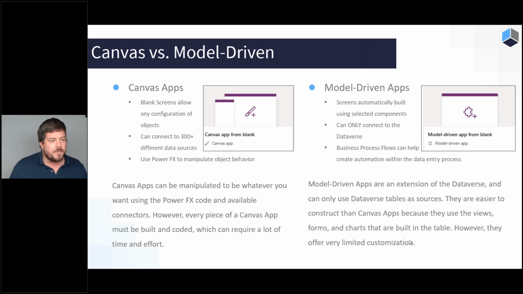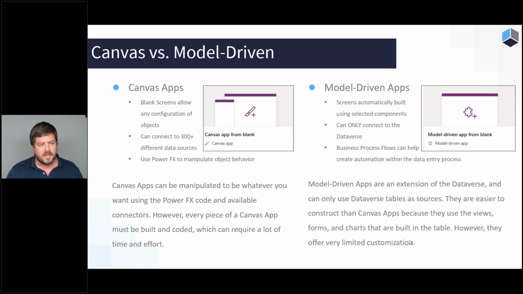A Canvas app is exactly what it sounds like. You start with a blank canvas, and you can build whatever you want. So this is why most people think of Canvas apps as what they're looking at. Canvas apps also allow for many more connections than the simple model-driven app Dataverse. So a Canvas app can connect to 300 plus different data sources. Primarily among them, you're going to find the ability to connect to SharePoint, Excel, SQL, and even the Dataverse. But that's not it. There are many, many others as well.